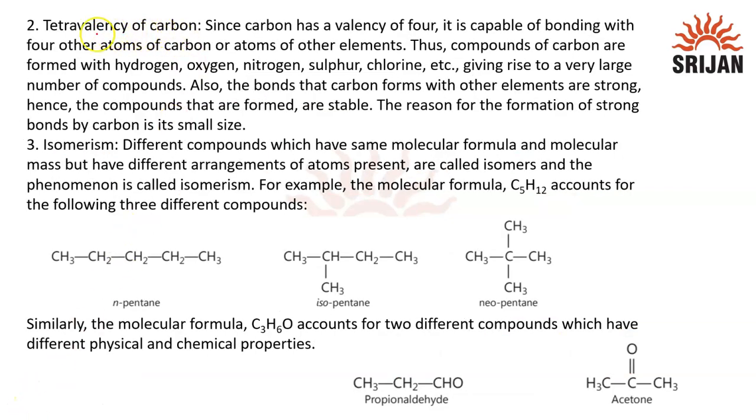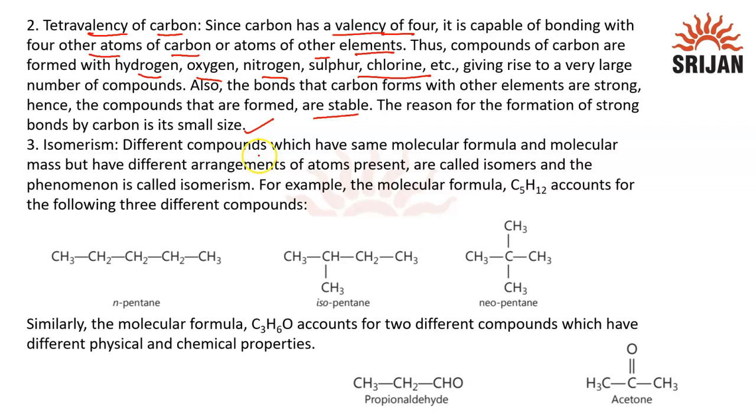Next is the tetravalency of carbon. Tetravalency means carbon has a valency of 4, so it is capable of bonding with 4 other atoms of carbon or atoms of other elements. Thus, compounds of carbon are formed with hydrogen, oxygen, nitrogen, sulfur, chlorine, etc., giving rise to a large number of compounds. Also, the bonds that carbon forms are very strong, hence the compounds are stable. The reason for this strong bond formation is the small size of the carbon atom.